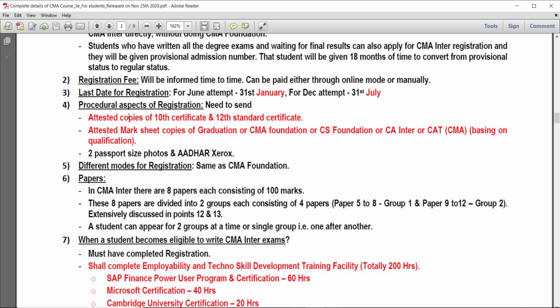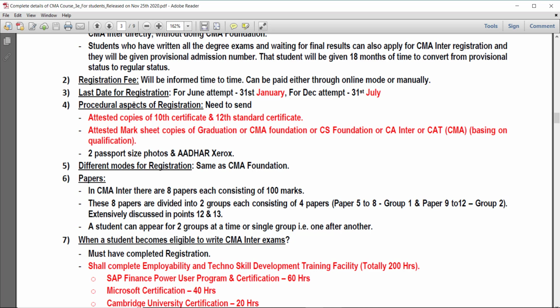So what are the procedural aspects of registration to the CMA Inter course? In addition to what you followed for CMA foundation registration, there will be one additional mark sheet that has to be submitted. That is attested mark sheet copies of your graduation course or CMA foundation or CS foundation or CA Inter or CAT, based upon your mode of entry into the CMA Inter course. If you are entering through the direct entry scheme or through graduation, then you have to submit your pass certificate of your BCom course or some other graduation course along with attested copies of 10th class certificate and 12th standard certificate, 2 passport size photos and other Xerox.